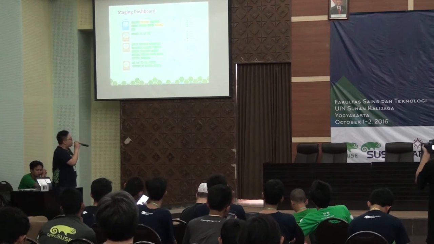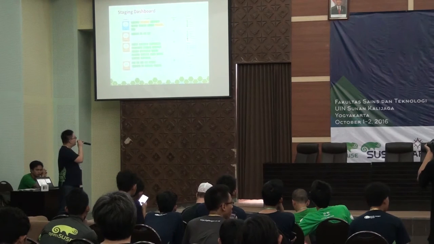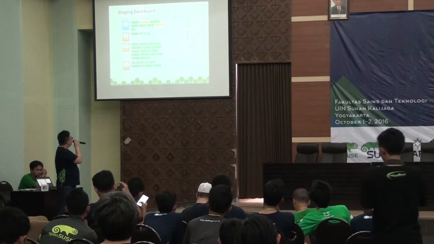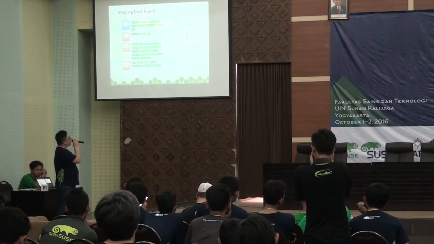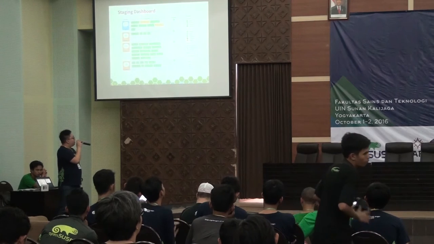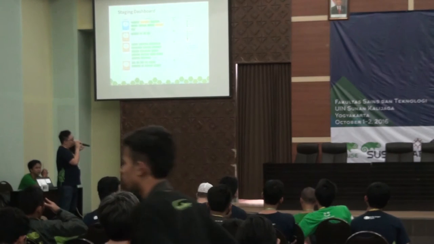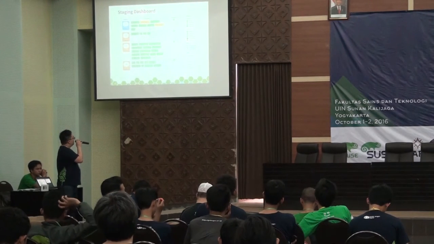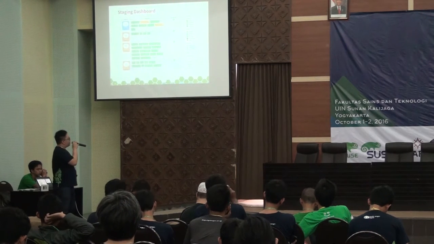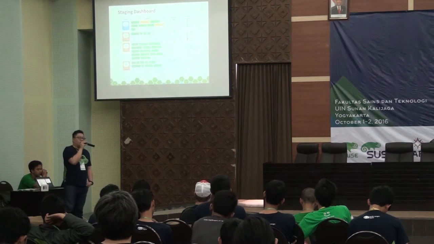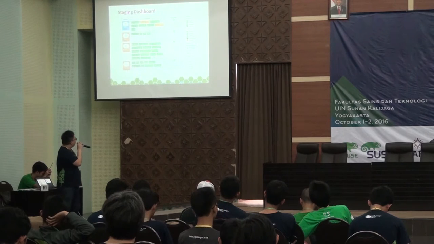We also set up the staging dashboard so that developers and contributors understand which submissions are in which stages and the status of each staging. If your package build fails, it will be mentioned there, and if the openQA test fails, it will also be mentioned there. So the stage manager or the release manager can easily understand where the problem comes from.